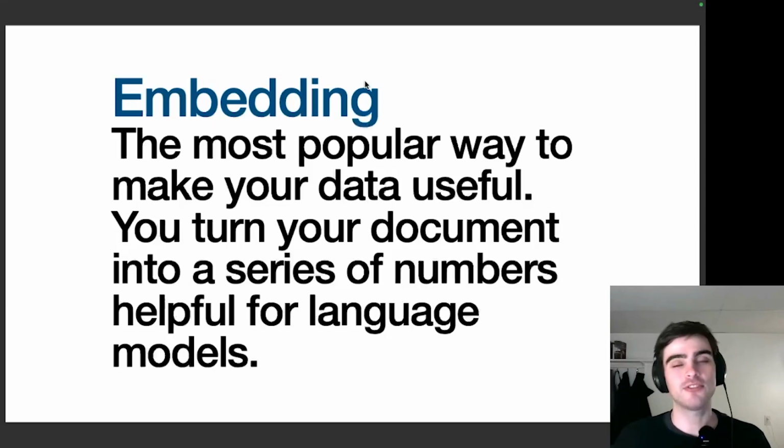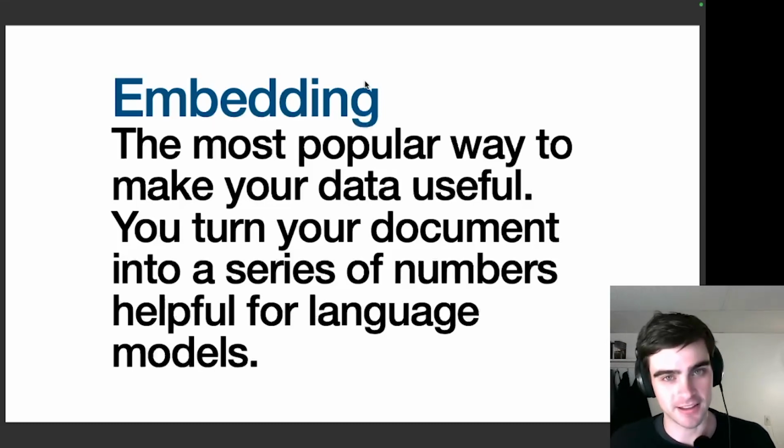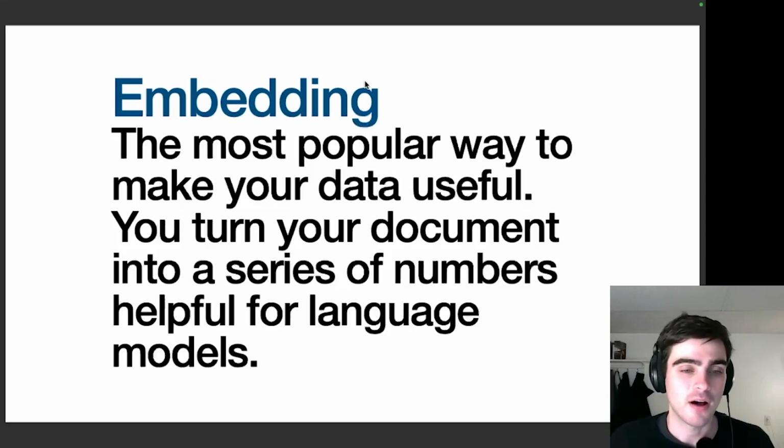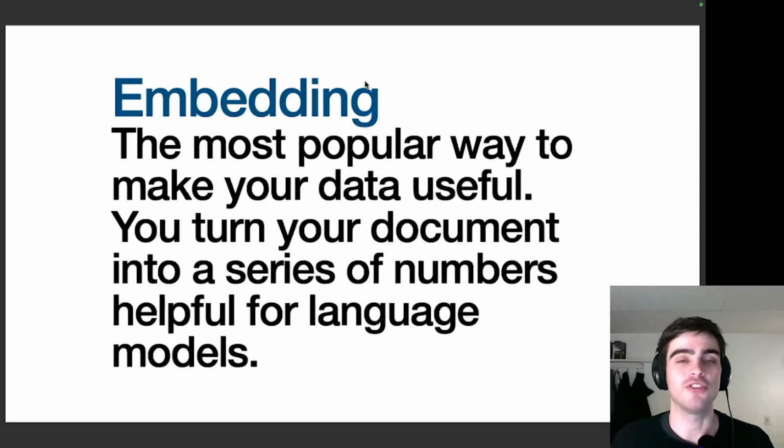So, in order to make our miscellaneous documents readable by machine language, by language models, we are going to be embedding. And embedding is a really important term, and as you work more with generative AI technologies, you'll see this term come up and up. But again, embedding is turning your documents into a series of numbers helpful for language models to understand. That's all it is. So you take your document, like your PDF, like your PowerPoint file, you turn it into a series of numbers, you store those numbers in a database, and then you let your language model talk to the database to retrieve information from that database.